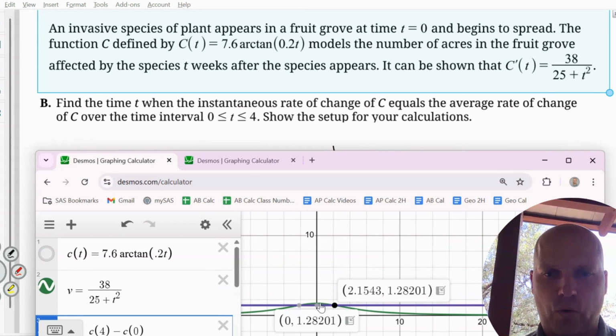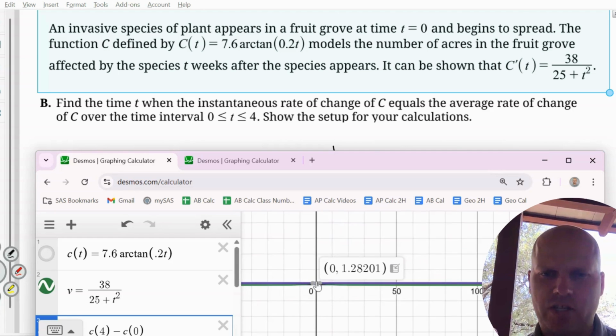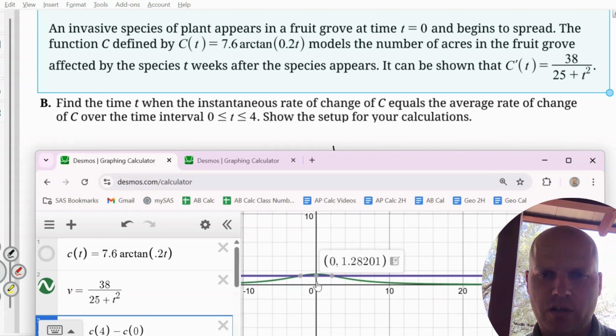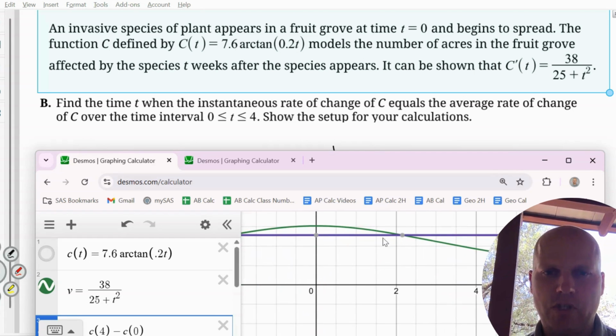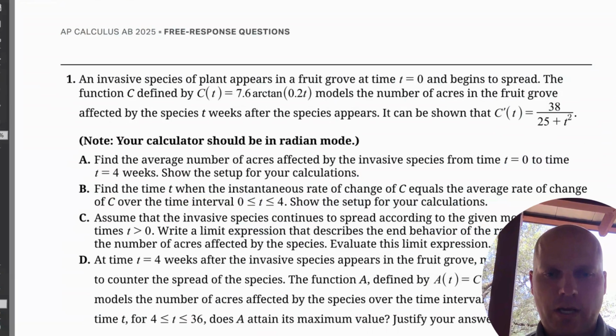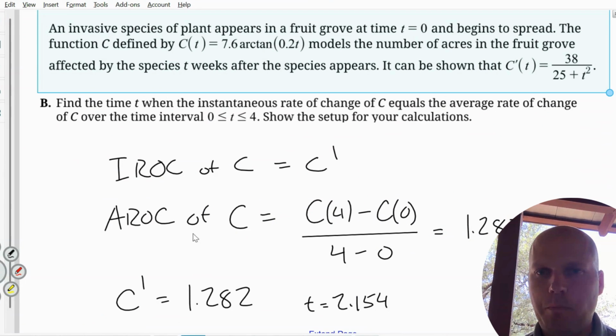We're looking from 0 to 4, which means, maybe I want to include 0, but usually we just look at inside the interval. So I don't know. Would we include 0? Is that really an intersection? I don't even think that's an intersection. Yeah, no, I would just include this point right here, which is the intersection, 2.154. Okay, that was part B.